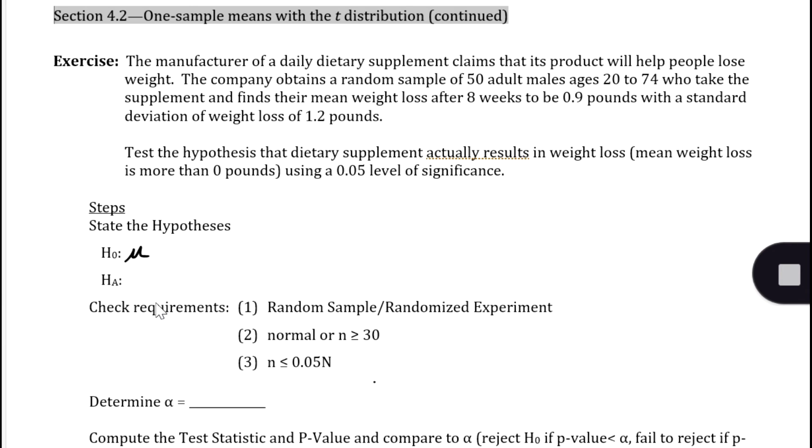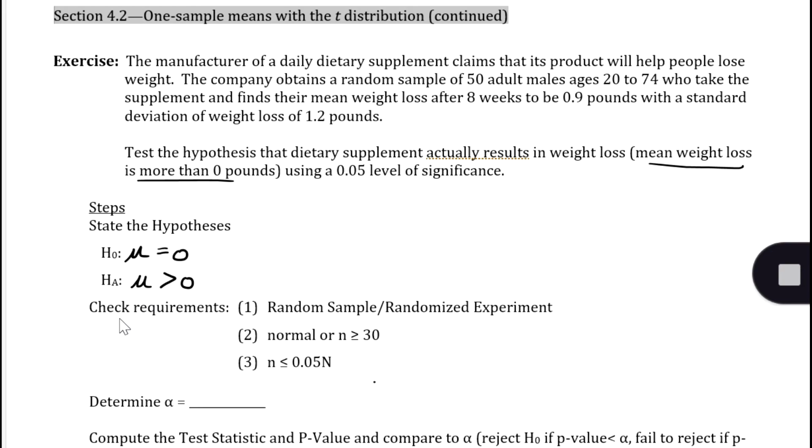And what we are believing as the status quo, the standard that we believe, is that there will be no weight loss. So the mean weight loss, if there's no weight loss, would be 0 pounds. However, the claim that we want to test is that it results in weight loss, that means that the mean weight loss is more than 0 pounds. And so that would be our alternative hypothesis.